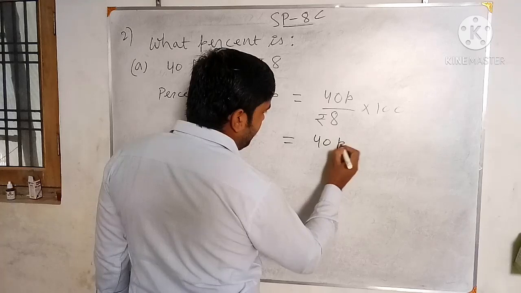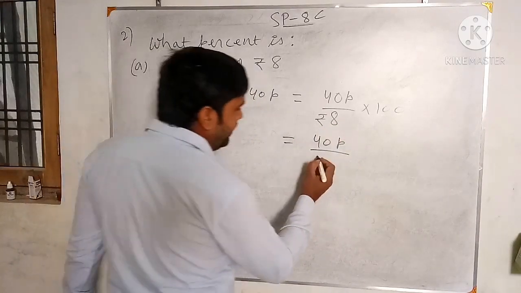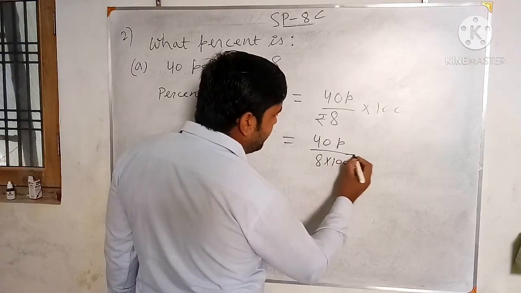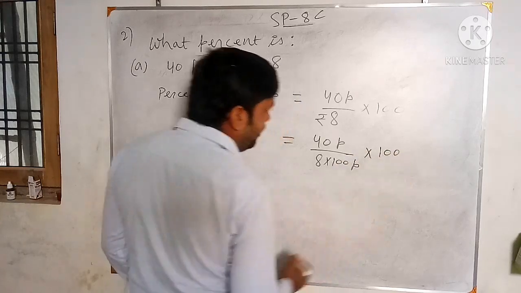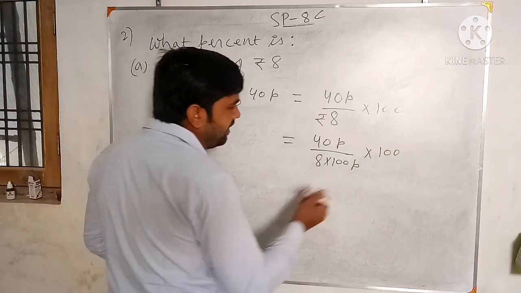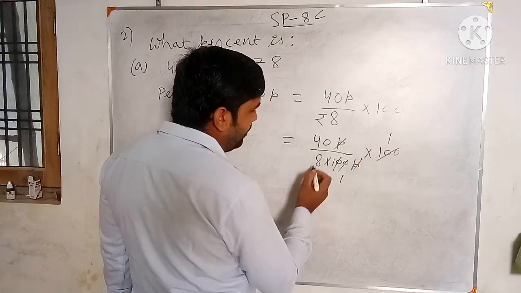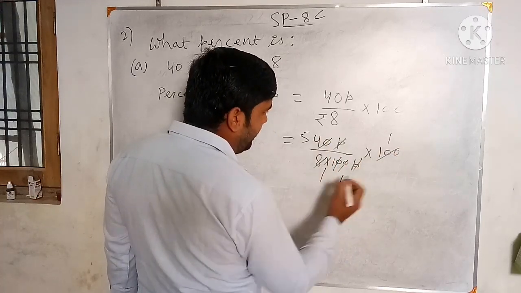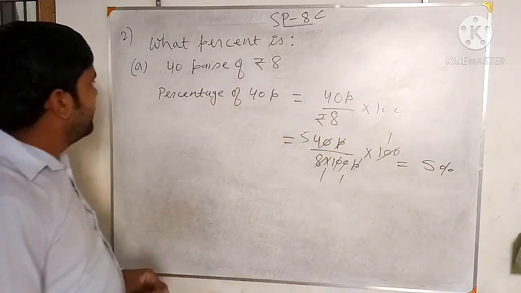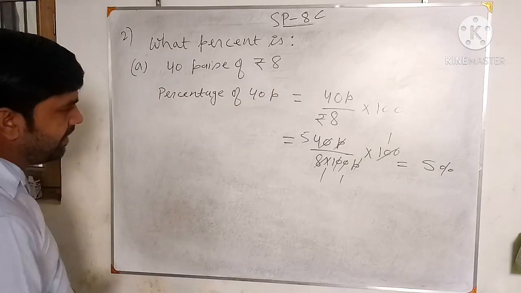So 40 paise, now we convert the rupee into paise, and 1 rupee equals 100 paise. So 8 rupees is 8 into 100, 800 paise. Now the units are the same, so paise can be cancelled. Now this 100 is also cancelled one time. Now 8 ones are 8, 8 fives are 40. So what did we get as the answer? 5%. So the percentage of 40 paise is 5%.